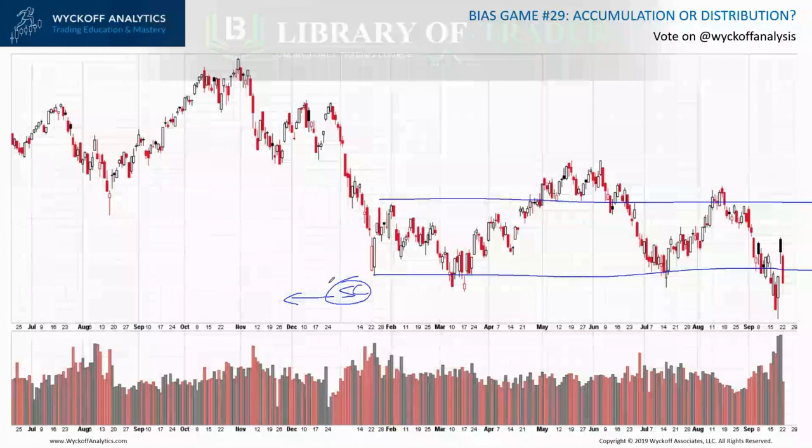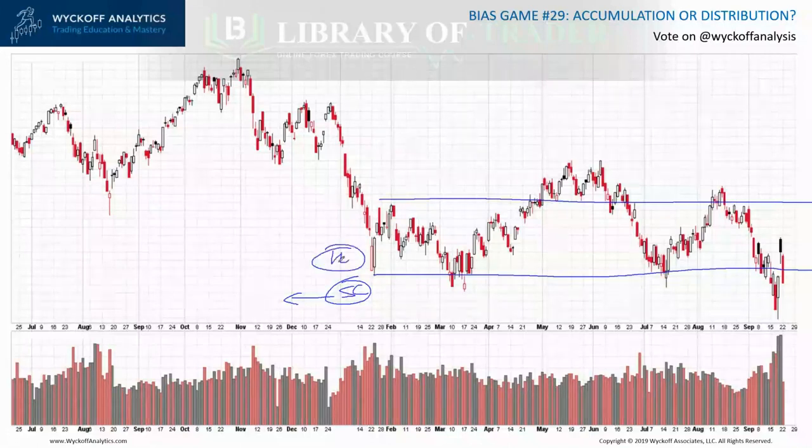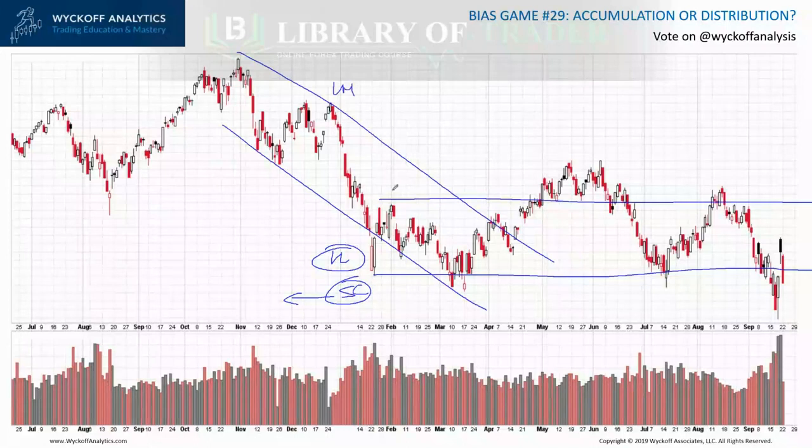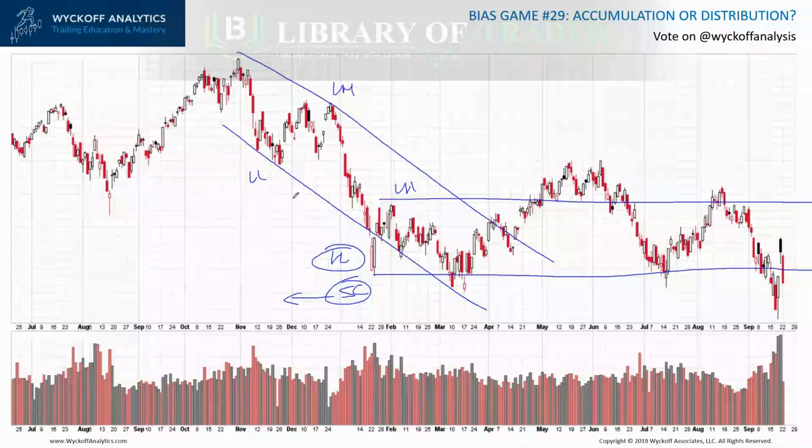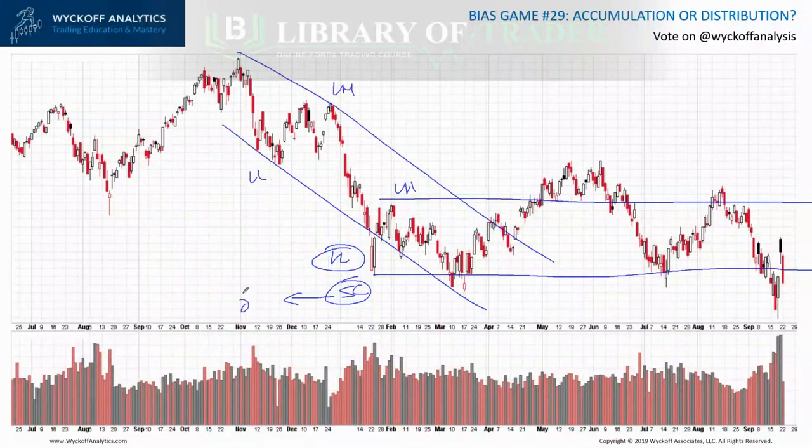So what's going on there? Why are we saying that this is a down bias at this point? We have a very clearly defined low, and on a short-term basis, we're definitely in the downtrend. We have lower high, lower high, lower low, and lower low. We are in the downward bias.